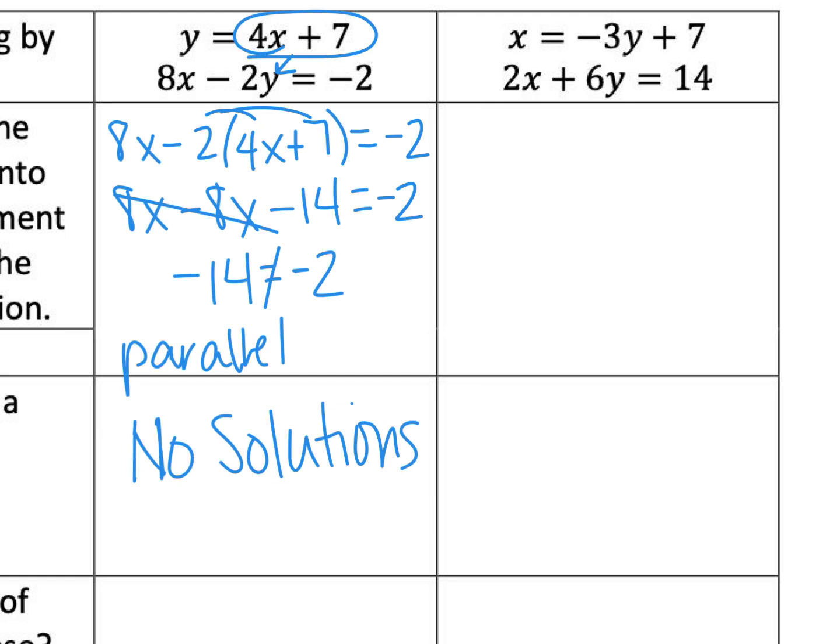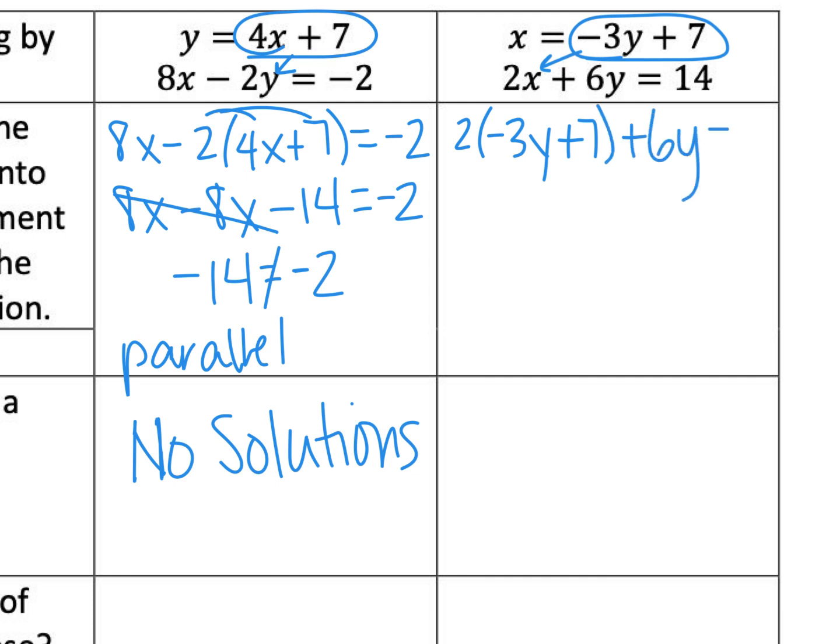Last example. We're going to put this in place of x. 2 times -3y plus 7. Don't forget to write the rest of it. Sometimes I do that, so make sure you write the whole thing. And again, after we've squished them from 2 to 1, now we're just going to solve it like we used to. Negative positive is a negative. Positive times positive is positive.